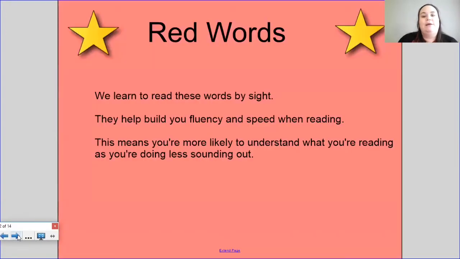We're going to start with our red words. These are our sight words that help us read with fluency and speed. The more we read by sight, the more we're likely to understand. So let's get started. We're going to do it with my turn, your turn. Remember, my turn, your turn. My turn.